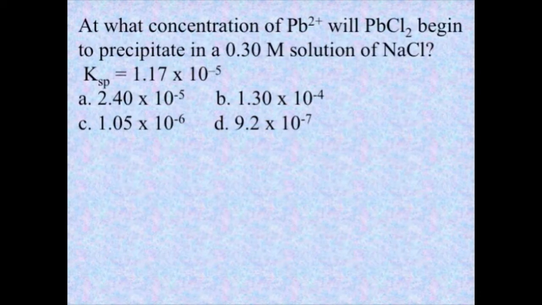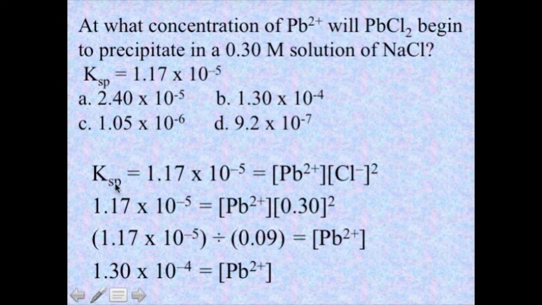So here's a problem for you to try. At what concentration of lead ion will lead chloride begin to precipitate in a 0.3 molar solution of sodium chloride? The Ksp for lead chloride is 1.17 times 10 to the minus 5. Turn your playback off, try it, and then come back, we'll discuss it.